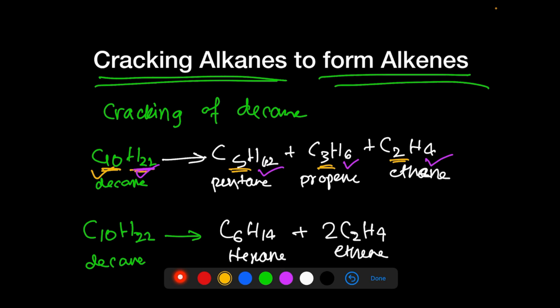Now we look at this example. We have C10, so 6 and 2 C2, so 4. That means carbons are used up. Then we look at H22, so 14 plus 8, because we have 2 C2H4. 14 plus 8 is 22, so that means all our hydrogens are used up. So this is a trick for doing this.